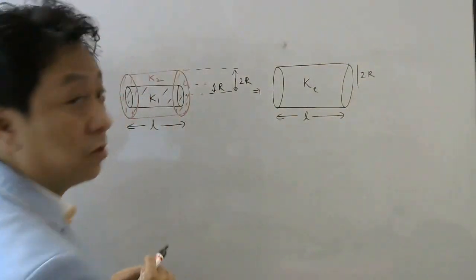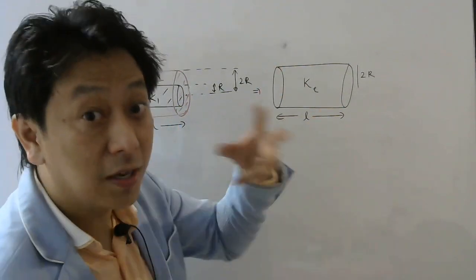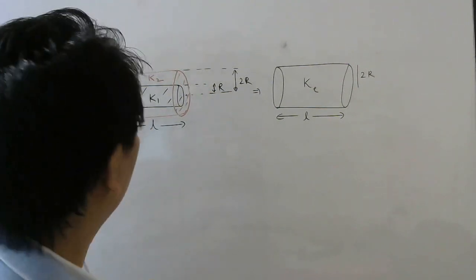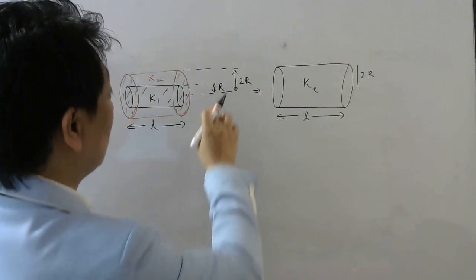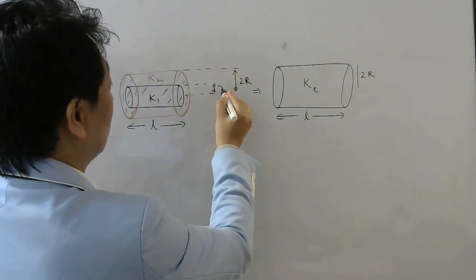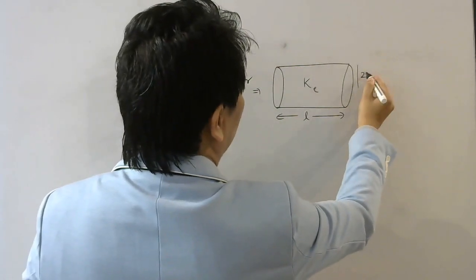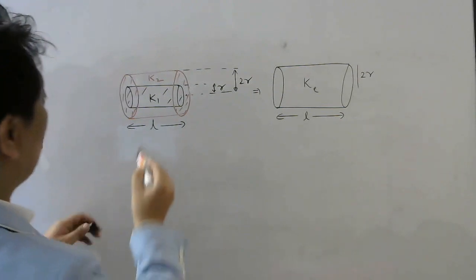So again let me tell you, when this rod is called equivalent of these two, it will have same resistance as these two have together. Now since I want to write thermal resistance, let me write for radius small r. Otherwise it will create confusion. So I'll write for radius small r, and capital R I will use for thermal resistance.